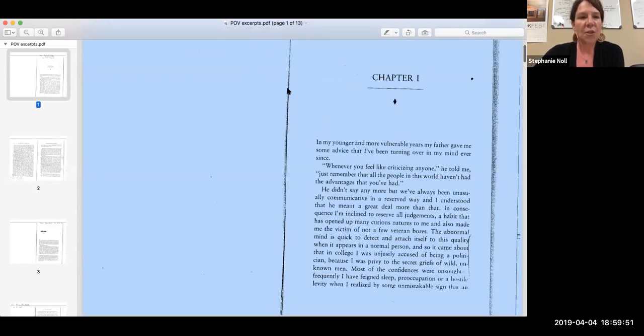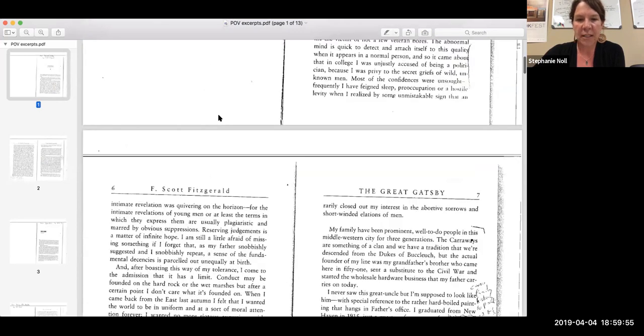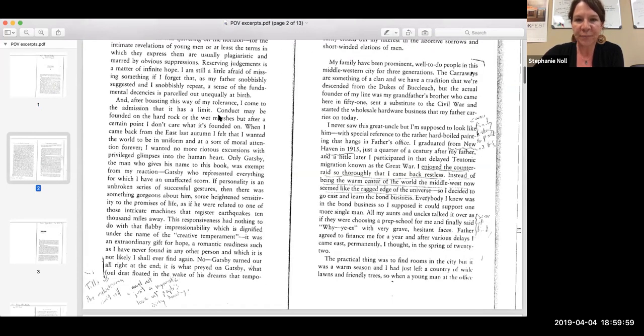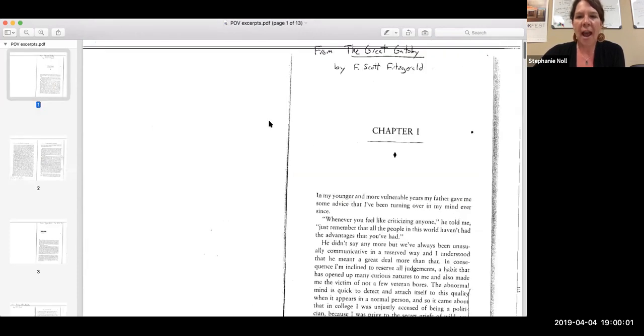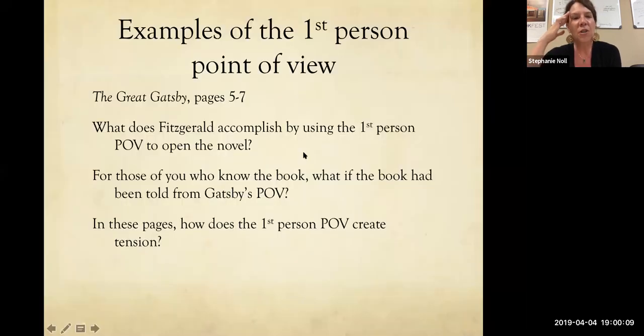Okay, so I asked you to look at, or I printed off or had available to you, or sent to you, the first 3 pages from Gatsby, right? And the first question I asked, let me go back to the PowerPoint so I can refresh my own. Right, so the 3 questions: what does Fitzgerald accomplish by using the first person point of view to open the novel?